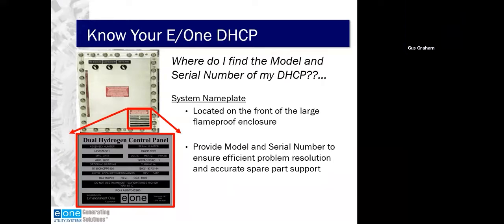The model and serial number are located here, as well as the manufacturing date and some other information specific to that DHCP. And when you call into E1 for support on your unit, providing this information will ensure that you get efficient problem resolution and that we can provide accurate spare part support to you and your staff.